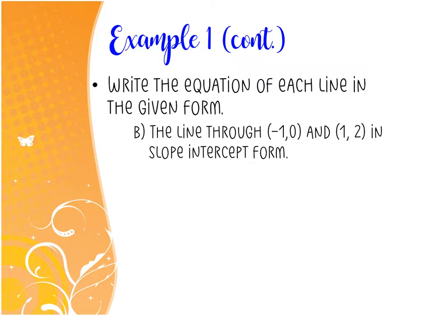This one says write the equation again of each line in the given form, and this time it says the line through (-1, 0) and (1, 2) in slope intercept form. y equals mx plus b. That's my slope intercept form. Good. And for this, I need what two pieces of information? The slope and the y-intercept.